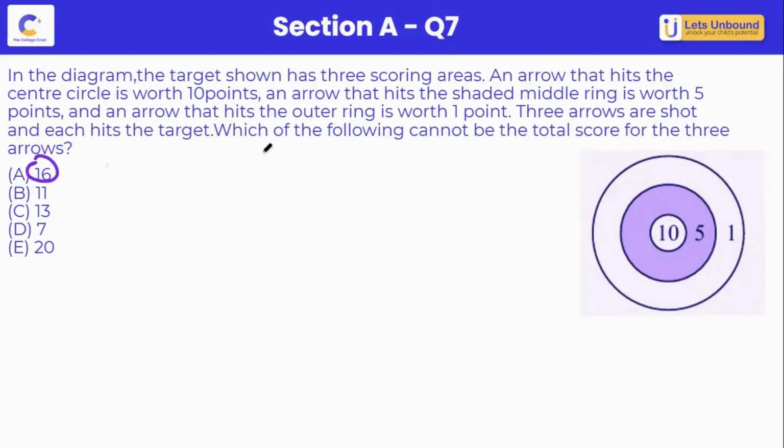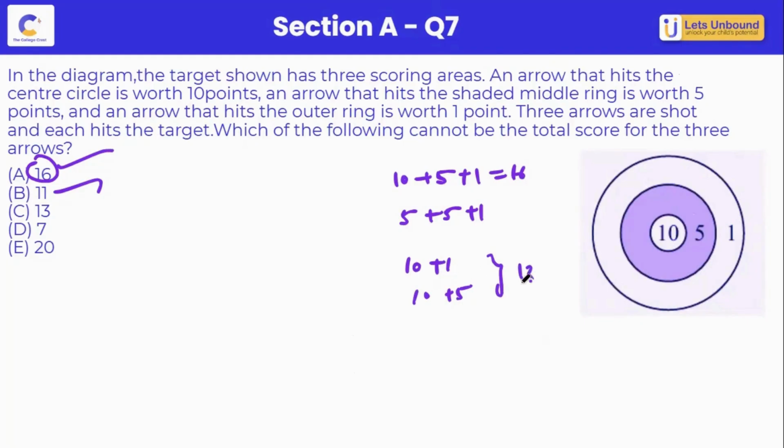16, can you express 16 with this? Yeah, 10 plus 5 plus 1 is 16. So that's okay. 11, is it possible? Yes. 5 plus 5 plus 1: 2 arrows in this second region and 1. That's possible. 13, no way possible. If you take 10 and 1, then you need a 2. That's not there. If you take 10 and 5, then you don't want it, actually it's extra. If you take just 5 and 1, you need 7 next, which is not there. So 13 is the one which is not possible.